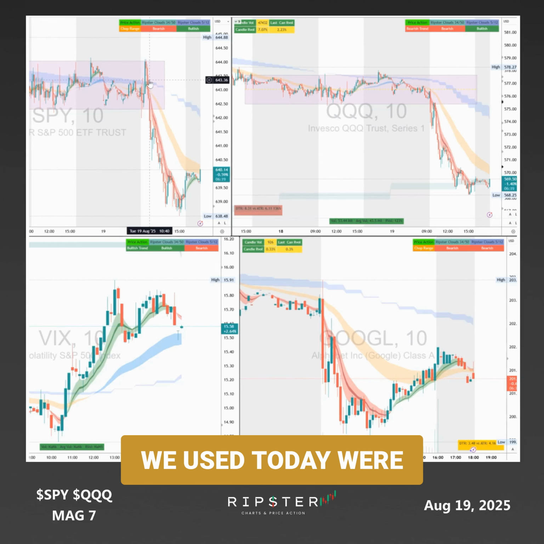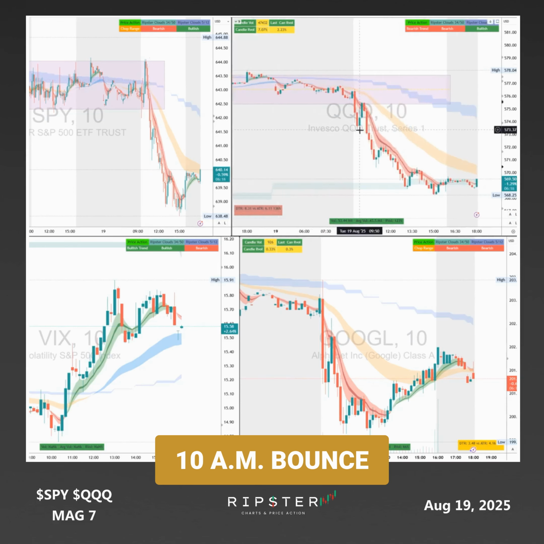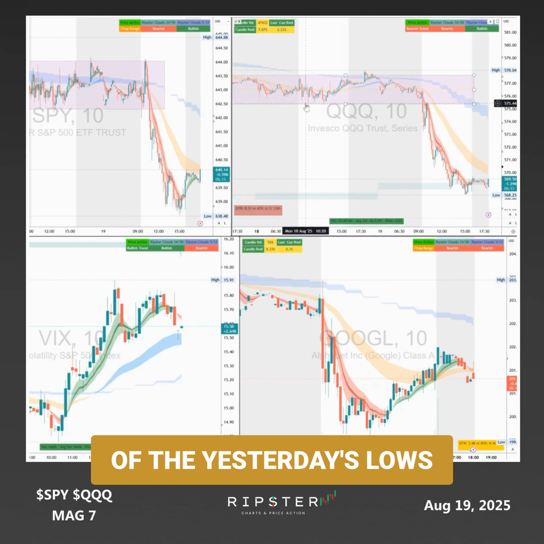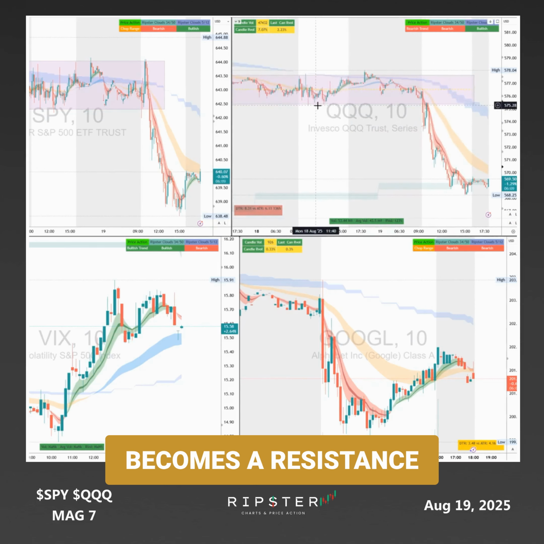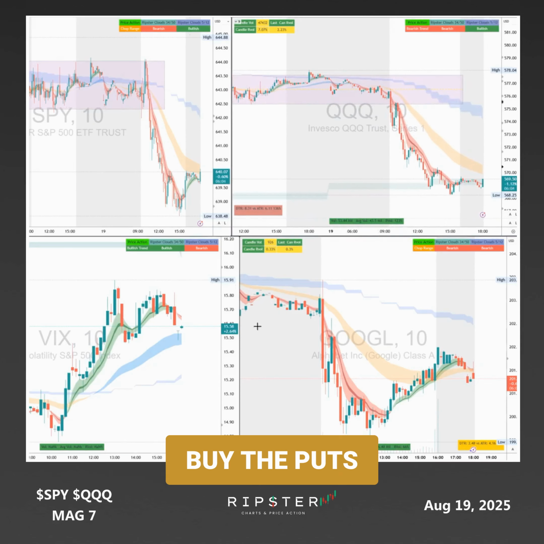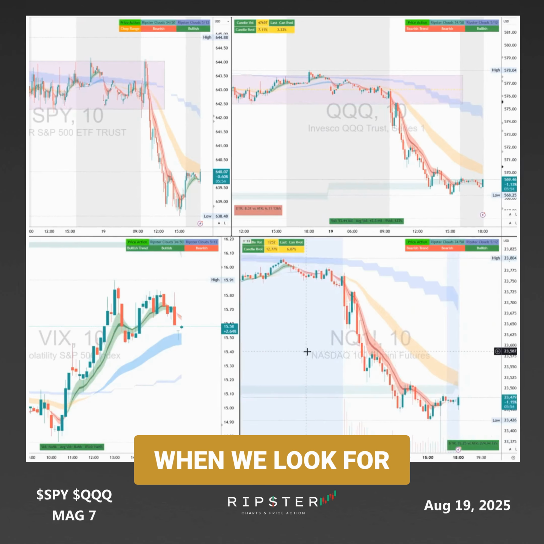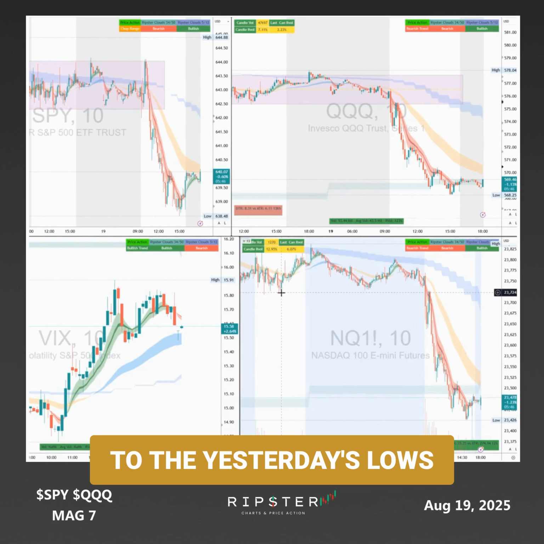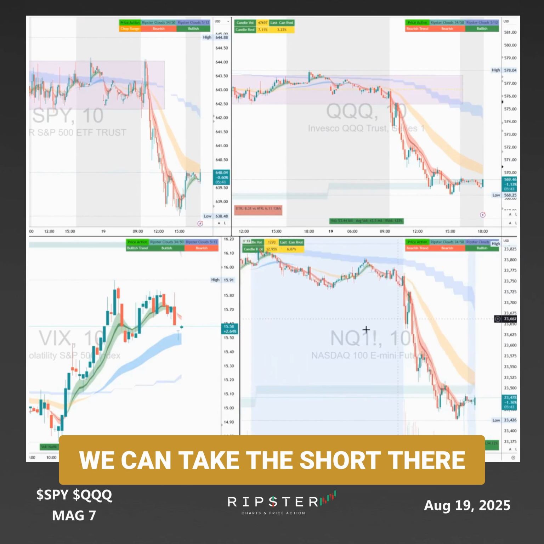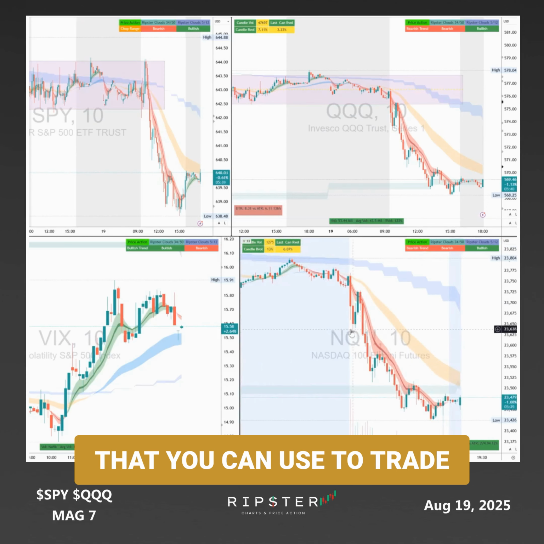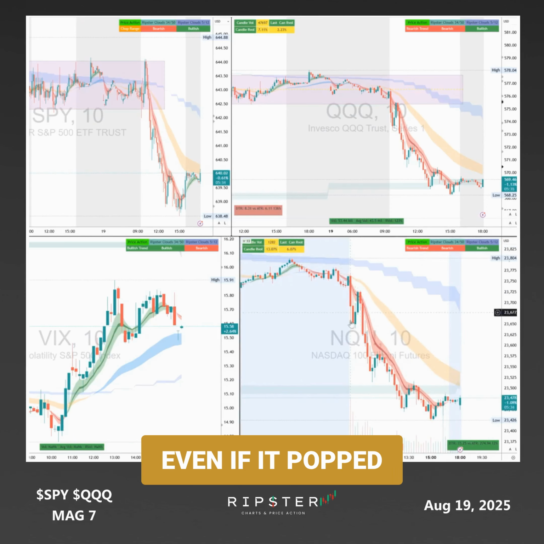So the concepts we used today were the morning flushes and there was this 10 AM bounce and then rejection of the yesterday's lows. So that means support becomes a resistance and then you re-short it. Buy the puts, you short Nasdaq futures, whatever you want to do. When we look for a defined level of risk, it's easier for us to take a trade. Even when the Nasdaq futures popped up to the yesterday lows, we know that's a resistance, we can take the short there. And Ripster cloud system is the best system that you can use to trade. And you know it's a short, our bias is a short. Even if this is popped, you cover here and you short all day, hold your shorts all day long.